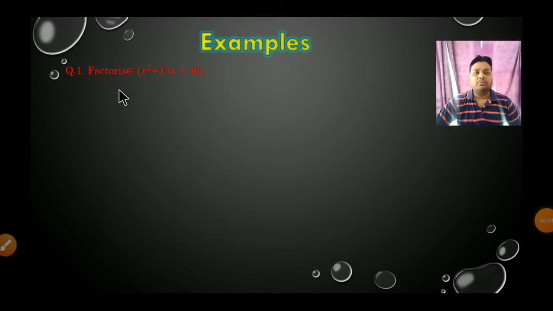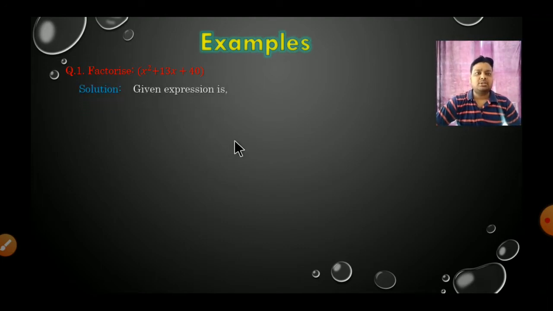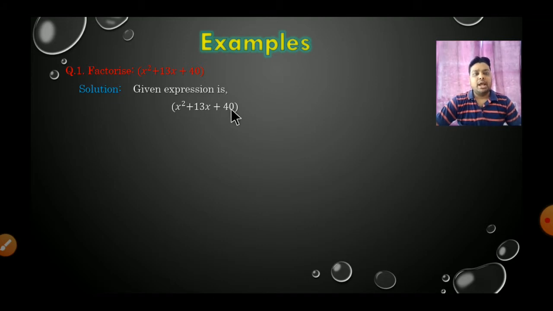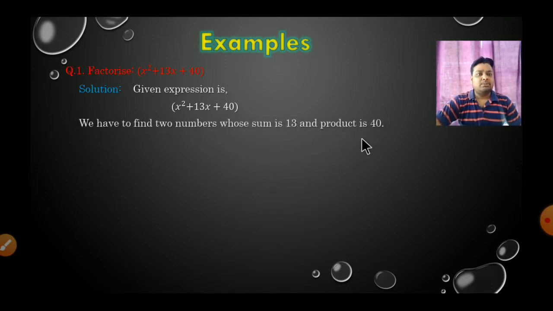We have to factorize x square plus 13x plus 40. So here, at first, we will write the given expression: x square plus 13x plus 40. Now we have to find two numbers whose sum is 13 and whose product is 40. To find those numbers, we will find the factors of 40, the constant term. So the sum is 13 and the product is 40.